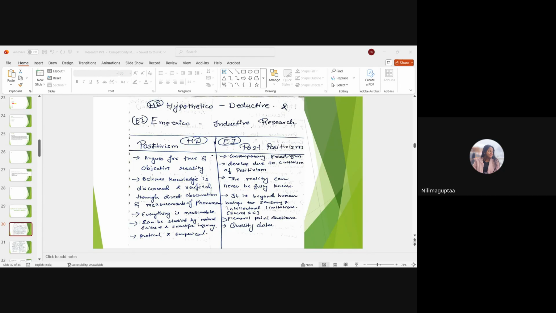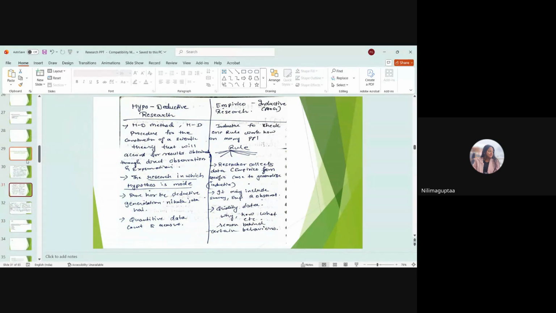Taking this forward, comes hypo-deductive and empirico-inductive research. Hypo-deductive is part of positivism itself. They talk about the procedure and construction of a scientific theory that will account for results obtained through direct observation and experimentation. In hypothetico-deductive research, a hypothesis is made because they want to prove it. It's a scientific way of doing that.